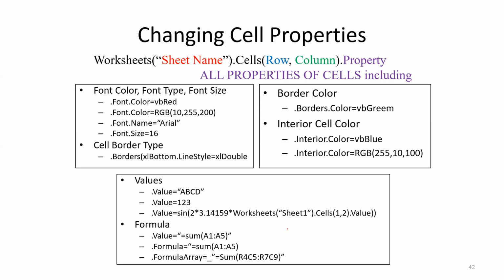For example, if you write the cell address and interior dot color vbBlue, it will change the background color of the cell to blue.